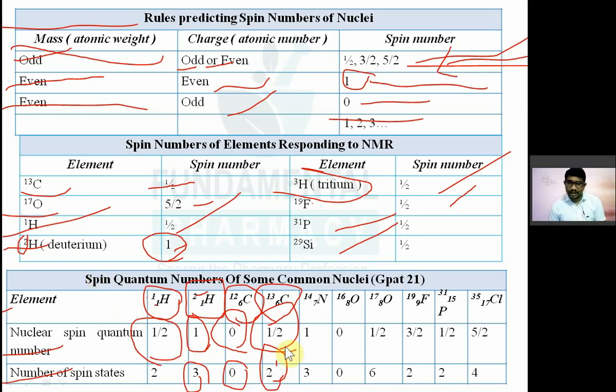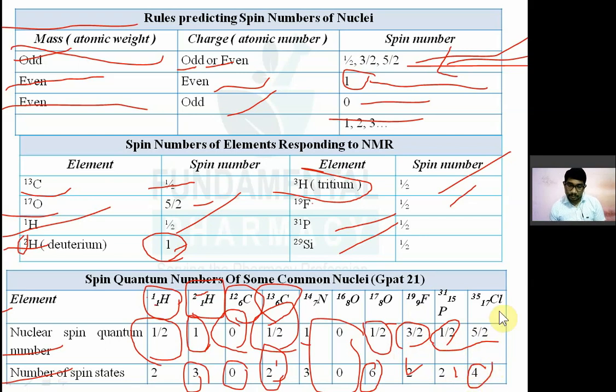Okay. Likewise, nitrogen 17 will have a spin state of 1, so it is inactive. Oxygen 16 8 will have 0 spin quantum number, so inactive. Oxygen 17 will have spin quantum number 5 by 2, so it is active in NMR. Now fluorine 19 will have 1 by 2 spin quantum number, so again 2 states. Phosphorus again will have 1 by 2 spin quantum number, so here 2 states. Chlorine 35 will have a spin quantum number 3 by 2, so it is also active in NMR.